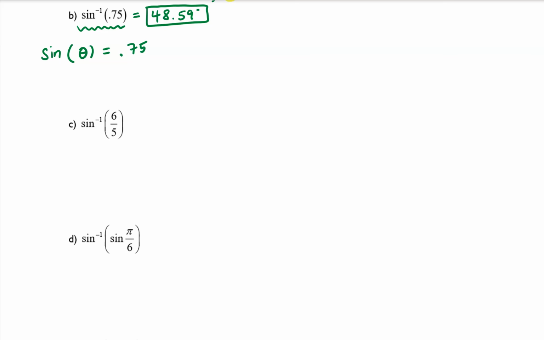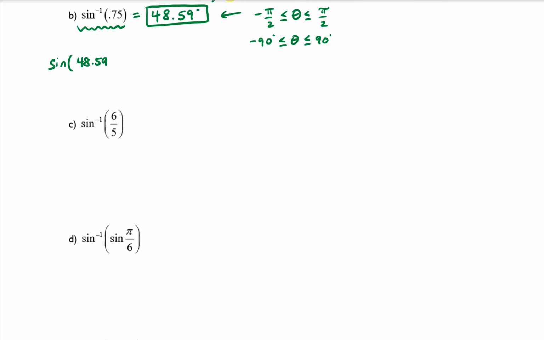And that should make sense. This is between negative pi over 2 and positive pi over 2, which if we put that in degrees is between negative 90 degrees and positive 90 degrees. So all of that is to say is that's another way of saying sine of 48.59 degrees is equal to 0.75. Okay, let's move on to part C.